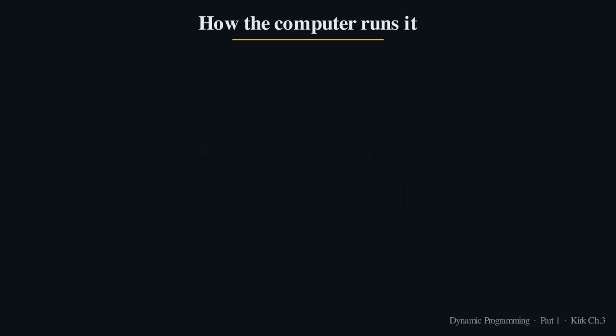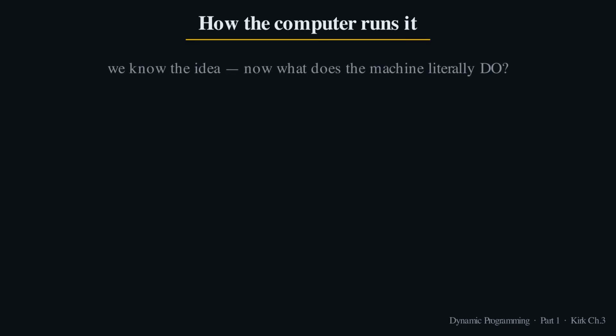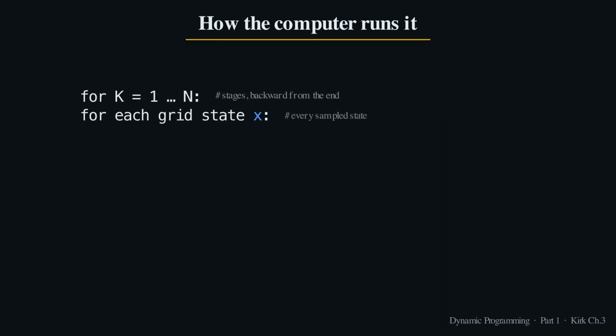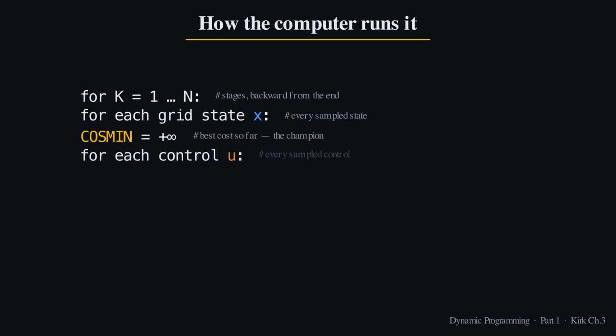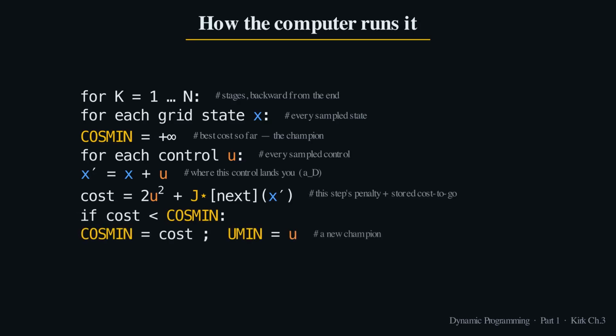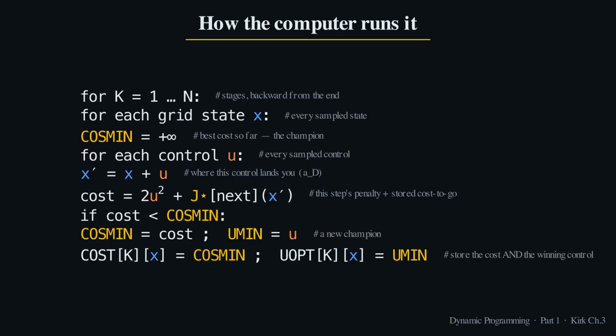We keep saying solve it backward, try every control. But what is the computer actually doing step by step? It's nothing fancy. 3 nested loops and a running minimum. Let me show you the whole thing. The outermost loop walks the stages backward, 1 from the end, then 2 and so on. Inside it, a loop over every state on the grid. And inside that, a loop over every control. 3 nested loops.